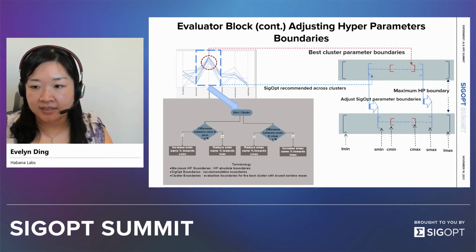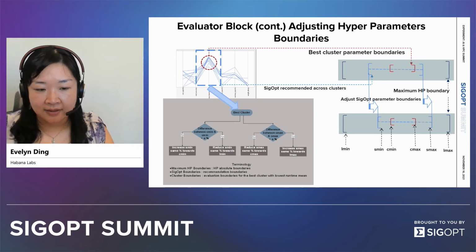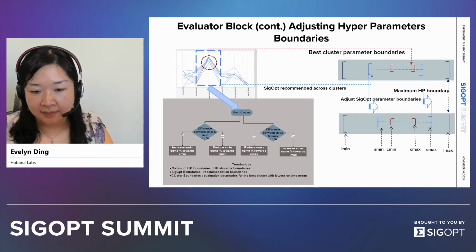Our black bracket is the widest one, which is our maximum hyperparameter absolute boundary. So we are going to adjust the SigOpt recommended boundary, the light blue range between the red and the black. On the left bottom part, this is the logic of how we adjust the boundary. It follows two paths. For example, on the red path, we compare the best cluster upper boundary with the SigOpt upper boundary, to see if they are close to each other or not.